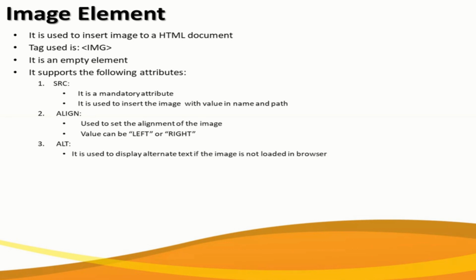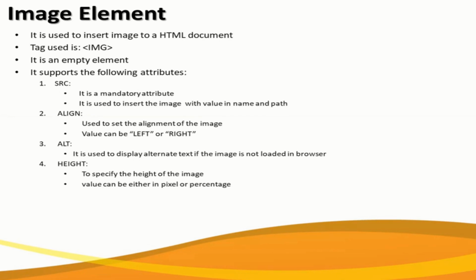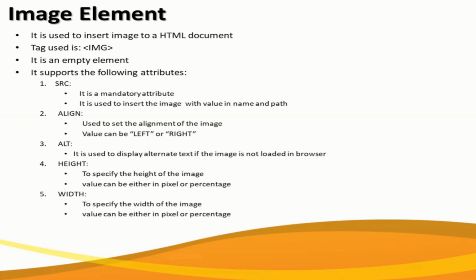Third one is the alt attribute. It is used to put a text in place of the image. If the image is taking a long time to load, or the image is not loaded or is missing, then the text we passed as the value in the alt attribute will display in the browser. Next, to set the height of the image, the height attribute is used. Its value can be either in pixels or percentage. Fifth one is the width attribute. It is used to set the width of the image. Like the height attribute, its value can also be either in pixels or percentage.